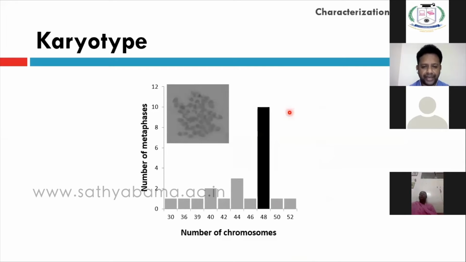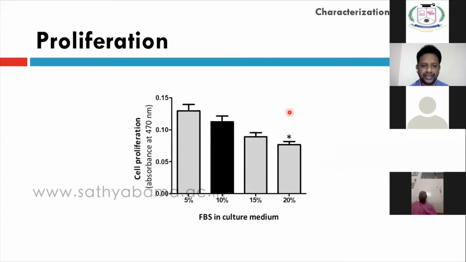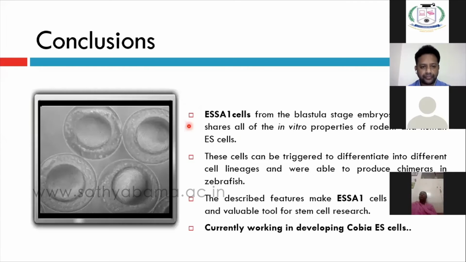Then the karyotype: we found that the cells are maintaining the 48, the modal chromosome number of that species. Then the proliferation rate, we checked for the FBS concentration. These cells can easily grow in 5% serum, compared to 20%. Basically, stem cells don't need much serum, so they grow easily in 5%. So in conclusion, this is the cell line we developed, which has both in vivo and in vitro properties, and we named this cell line ESA1.